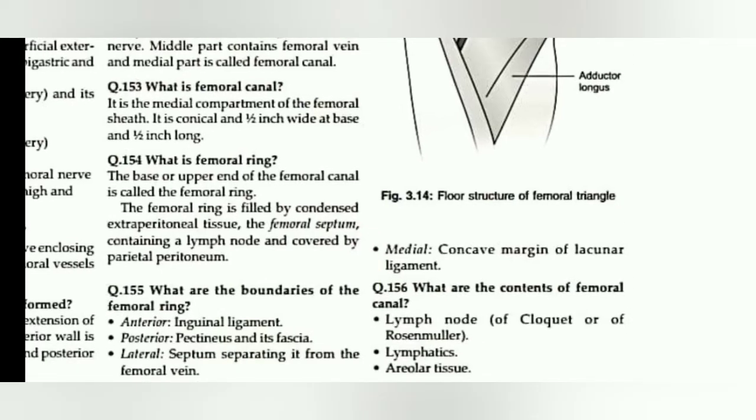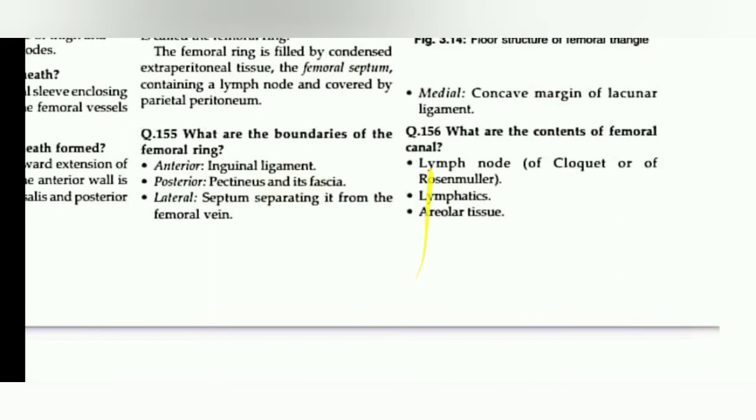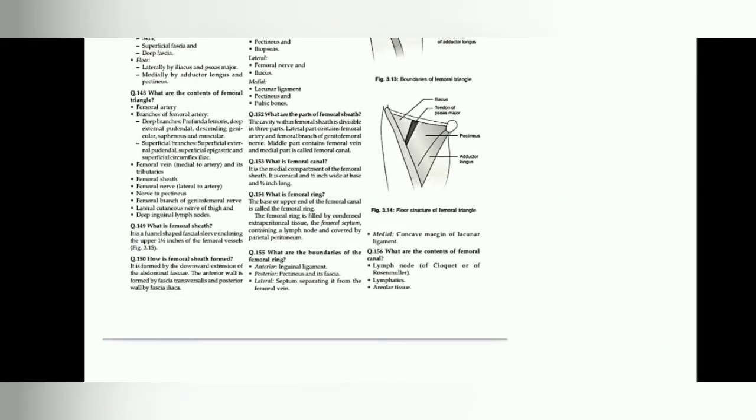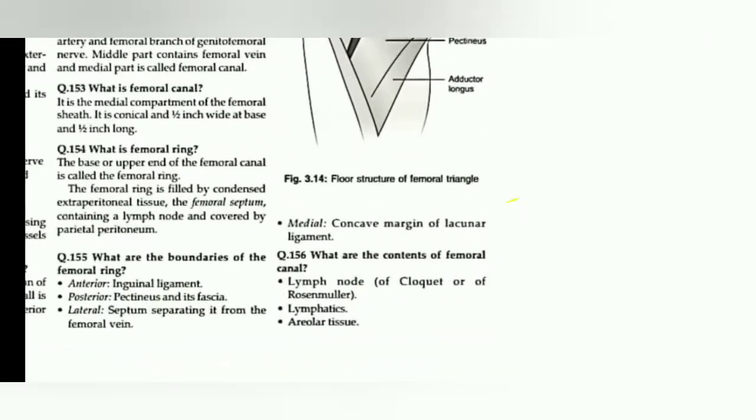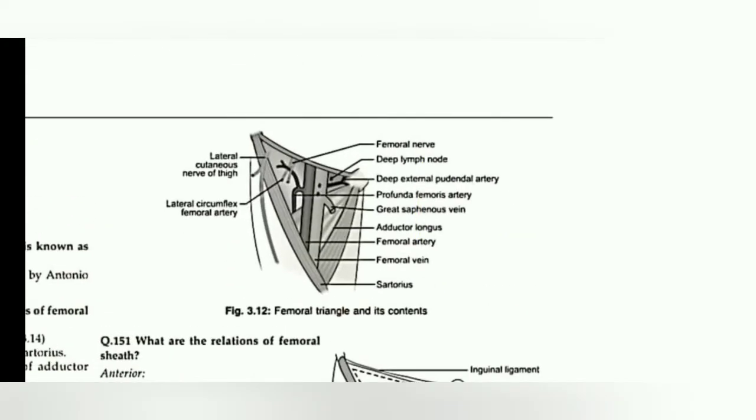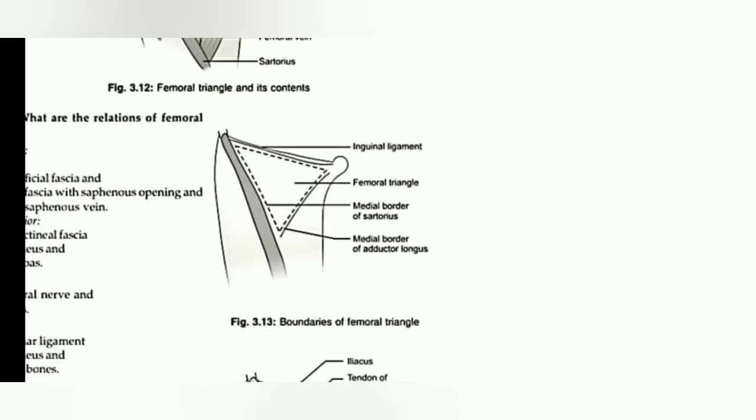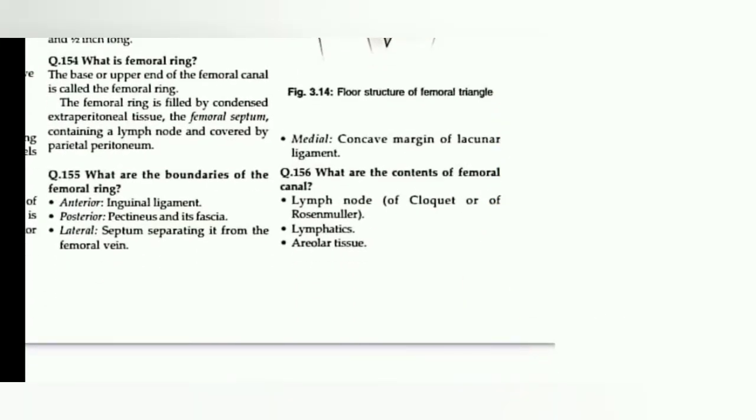What is the femoral ring? The base or the upper end of the femoral canal is called the femoral ring. The femoral ring is filled by condensed extraperitoneal tissue, the femoral septum, containing a lymph node and covered by parietal peritoneum. What are the boundaries of the femoral ring? Anteriorly, inguinal ligament, posteriorly, pectineus and fascia, laterally, septum separating it from the femoral vein. And then these are the same diagrams. If you want to see, you can pause and see. And medially is the concave margin of the lacunar ligament.